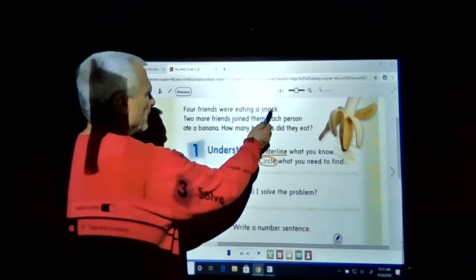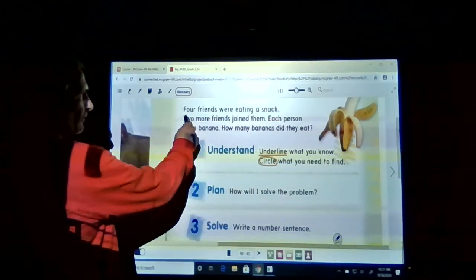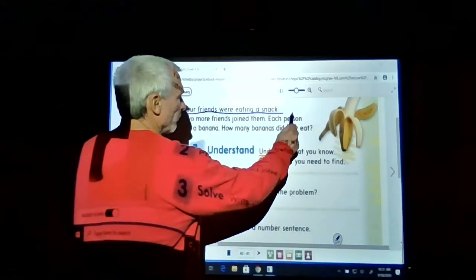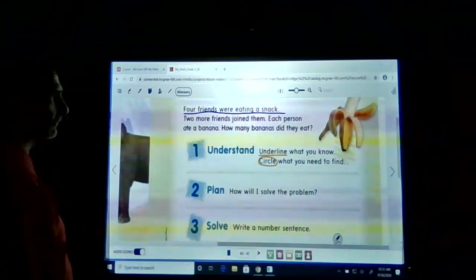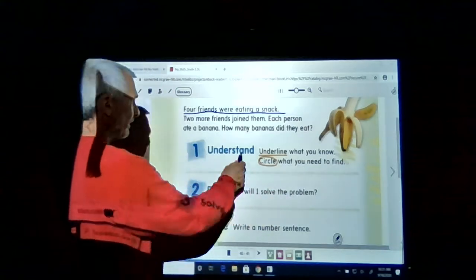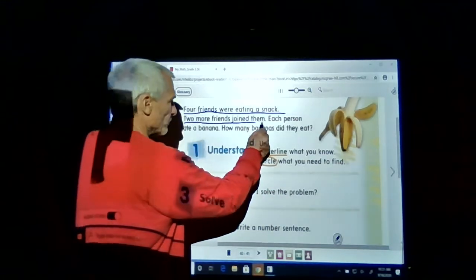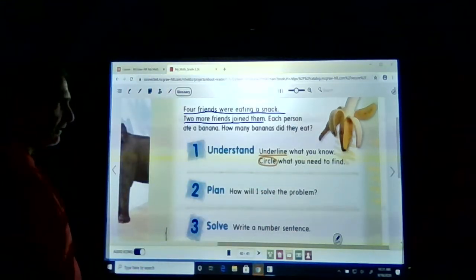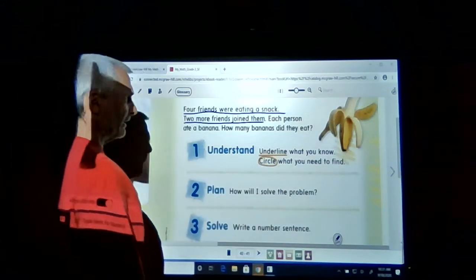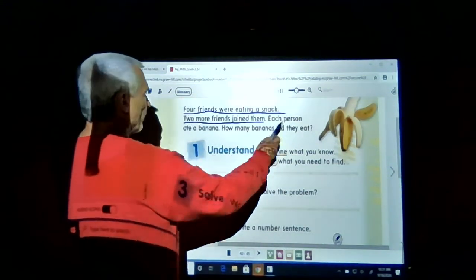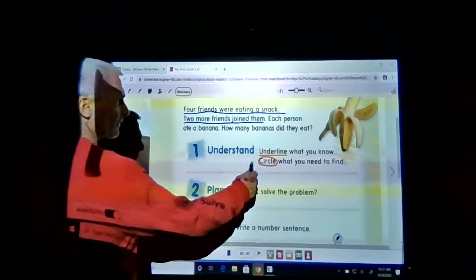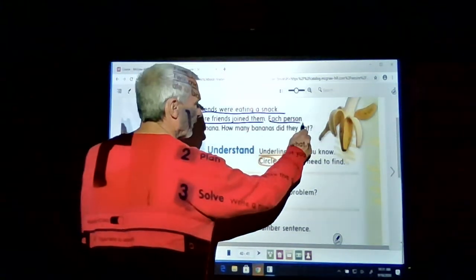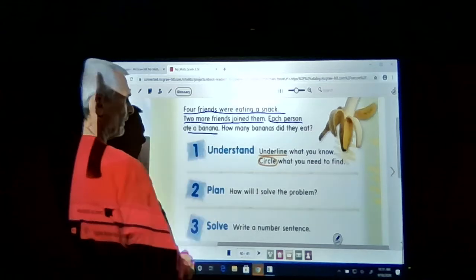4 friends were eating a snack. Well, we know that, so we'll underline that. 4 friends eating a snack. 2 more friends joined them. Well, do we know that? It says 2 more joined them, so we underline that. Circle what you need to find out. Each person ate a banana. Well, we know that too, so we'll underline each one of them ate a banana.